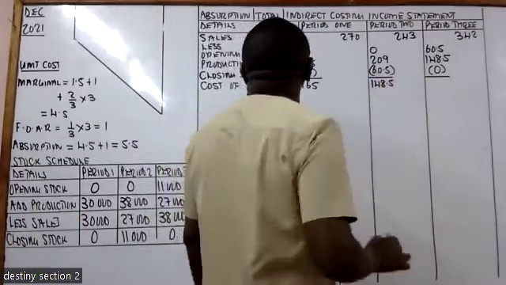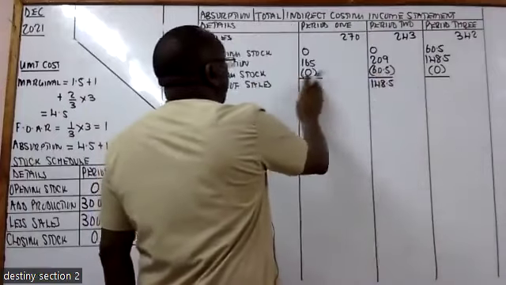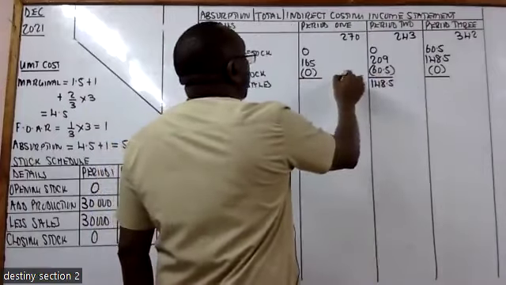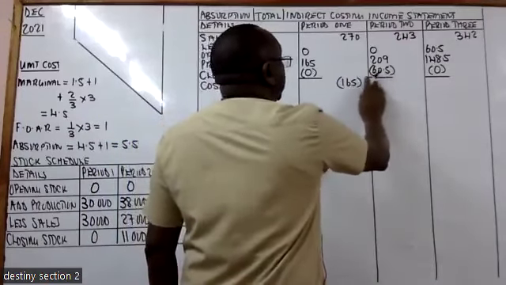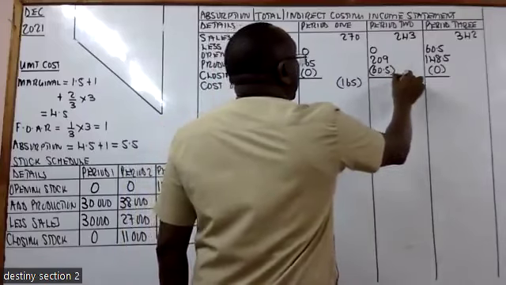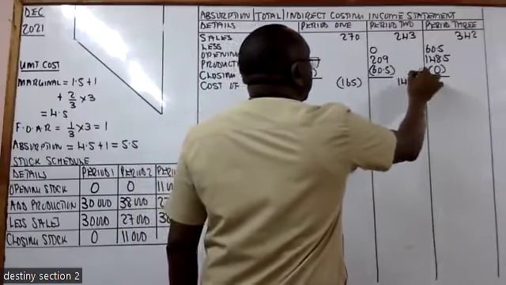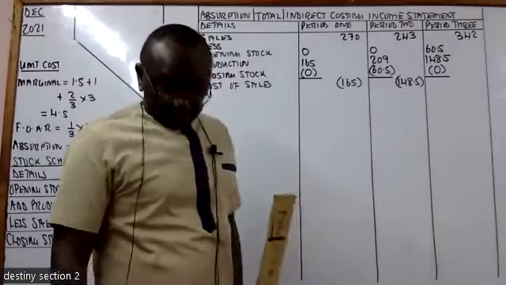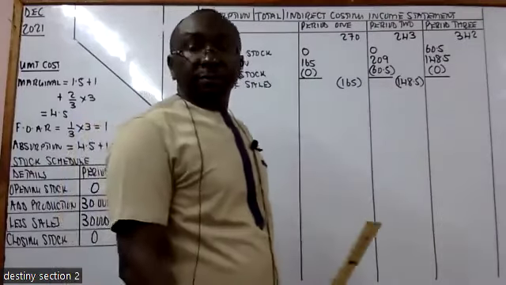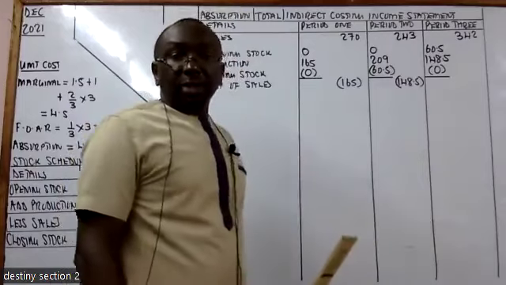148.5. Sorry, I'm supposed to write them here. This is 165. This is 148.5. And the last one is what? The last one is what?